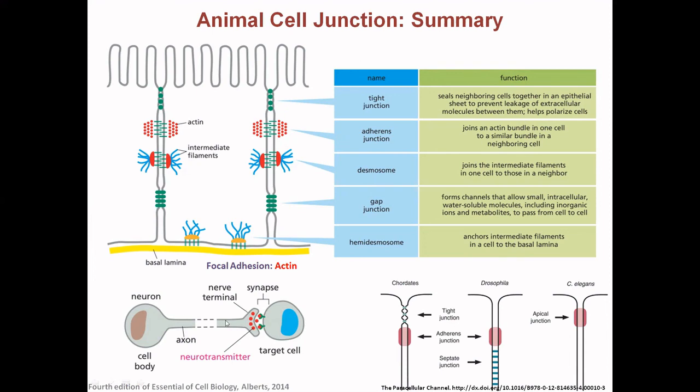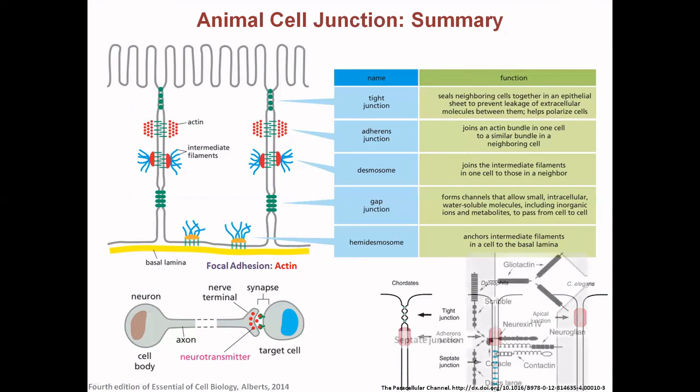So these junctions are all in vertebrates. In invertebrates, we have a counterpart of the tight junction that is called the septate junction. And there is another type of junction called the apical junction, that is invertebrate specific. The proteins involved in the tight junction in vertebrates are Claudin and Occludin. And in invertebrates, it is neurexin.